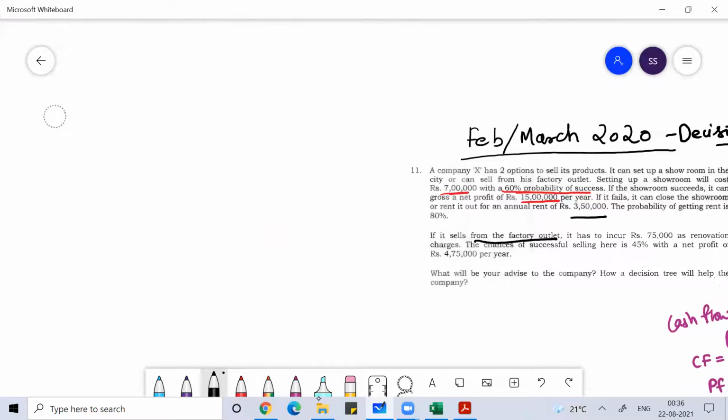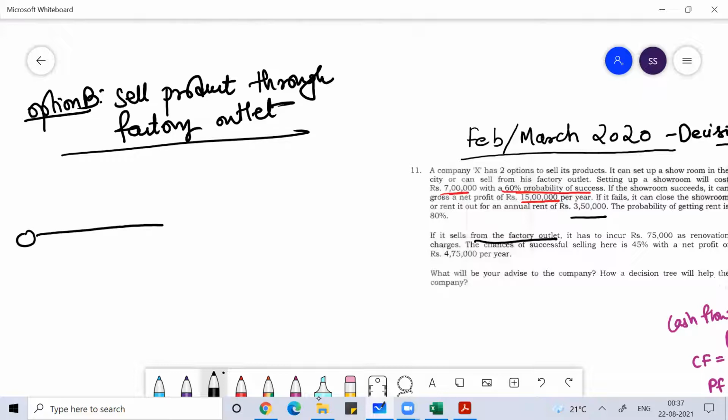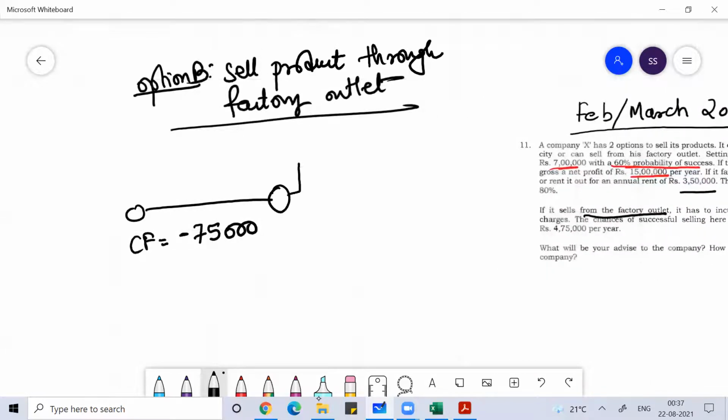if you sell the product from factory outlet, you need to incur a cost, no? You need to incur cash flow of how much? 75,000 rupees, no? So he has to incur 75,000 renovation charges.